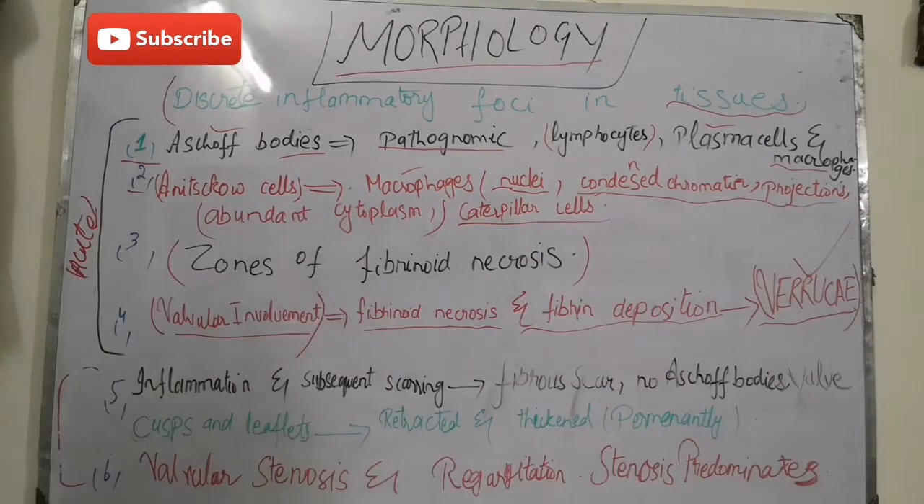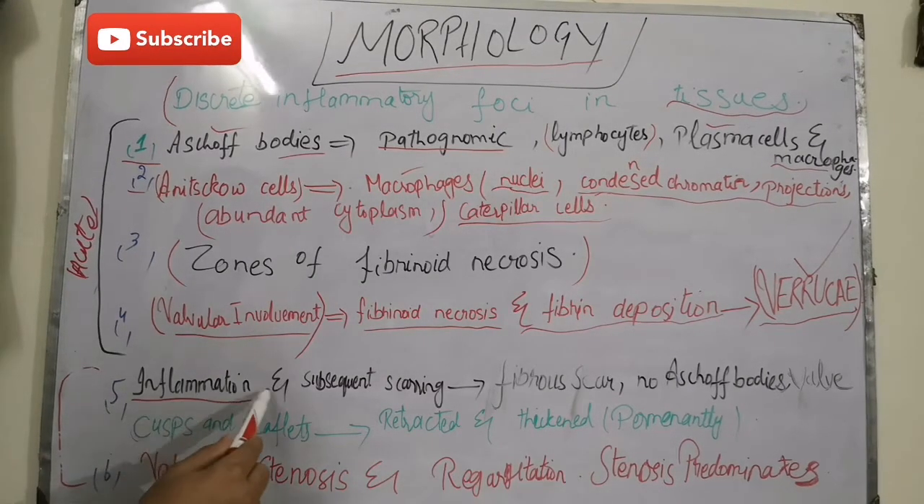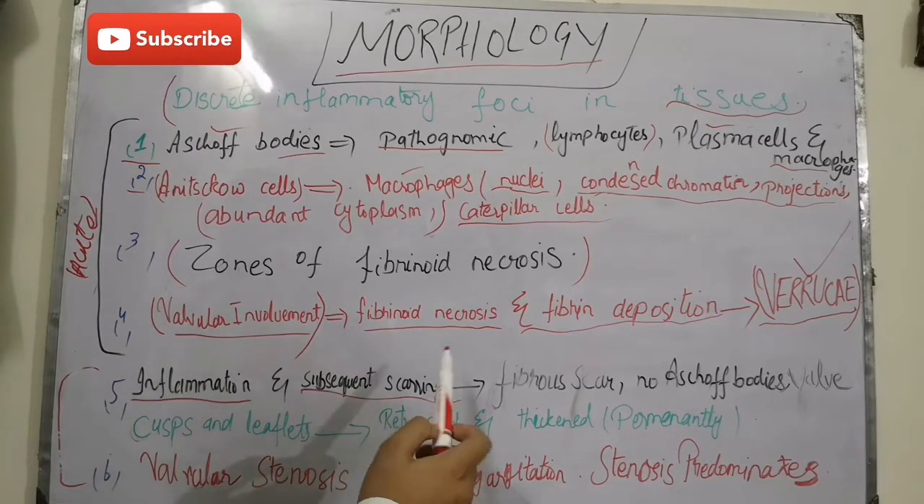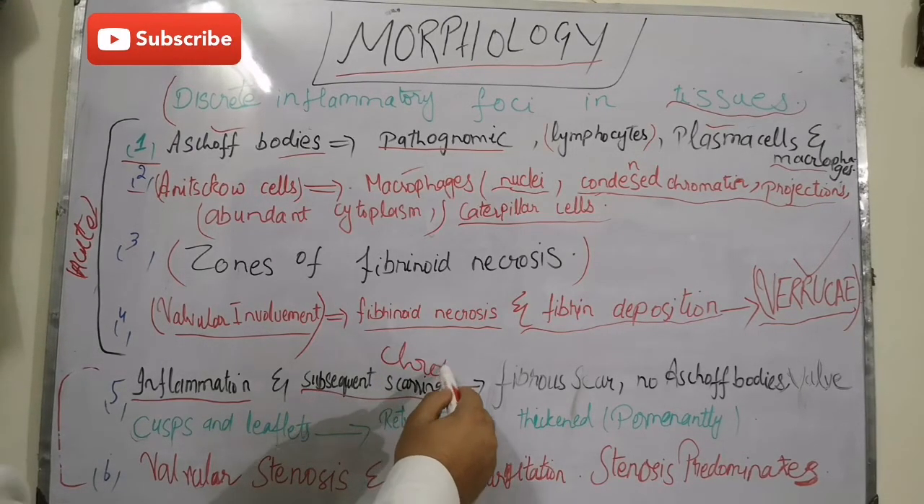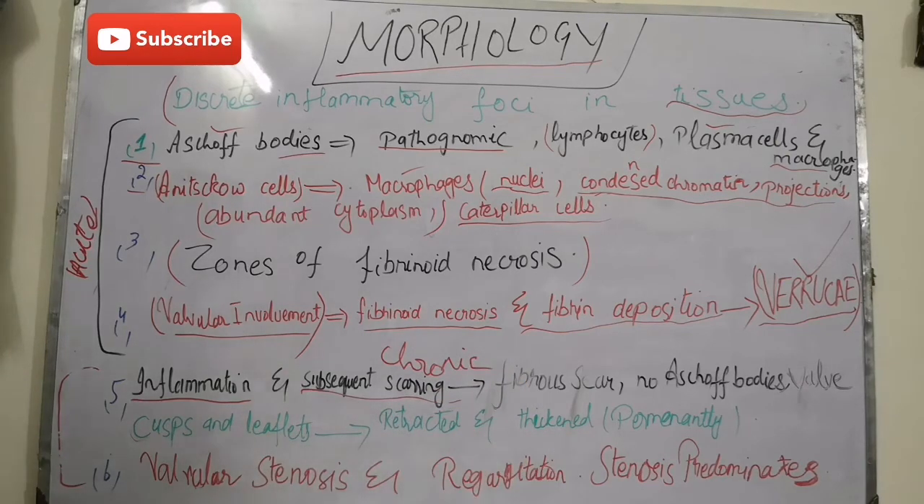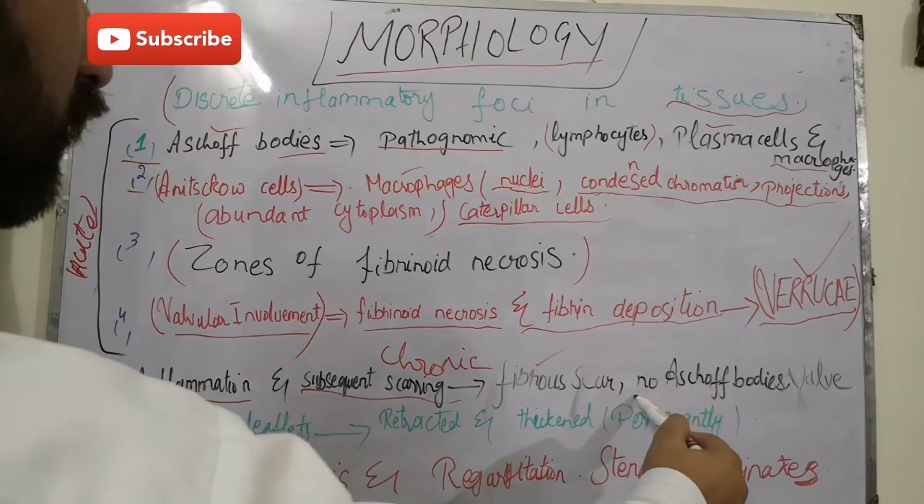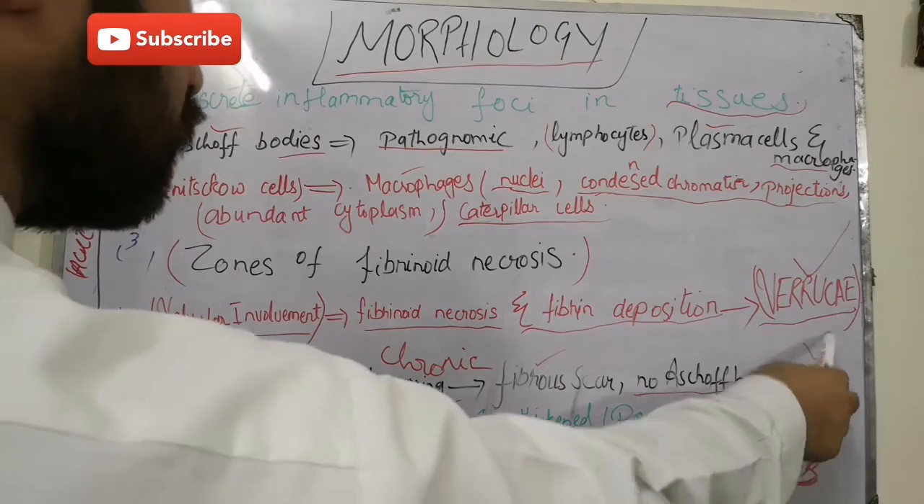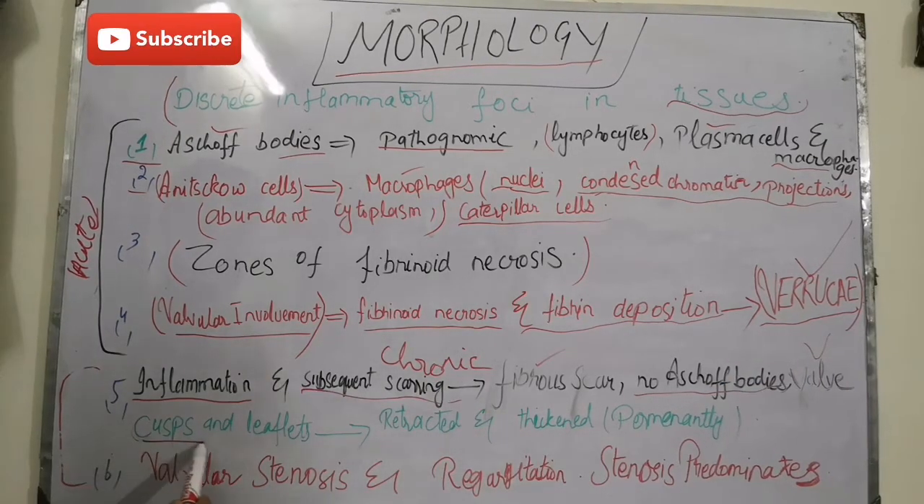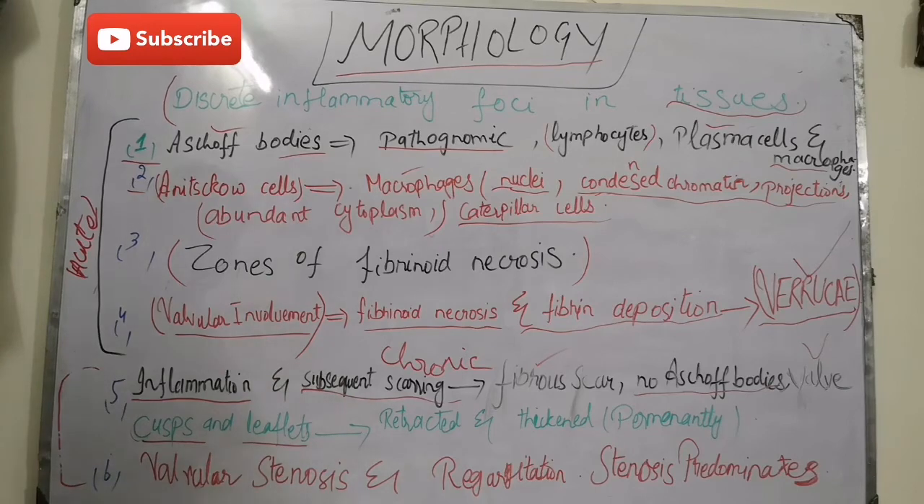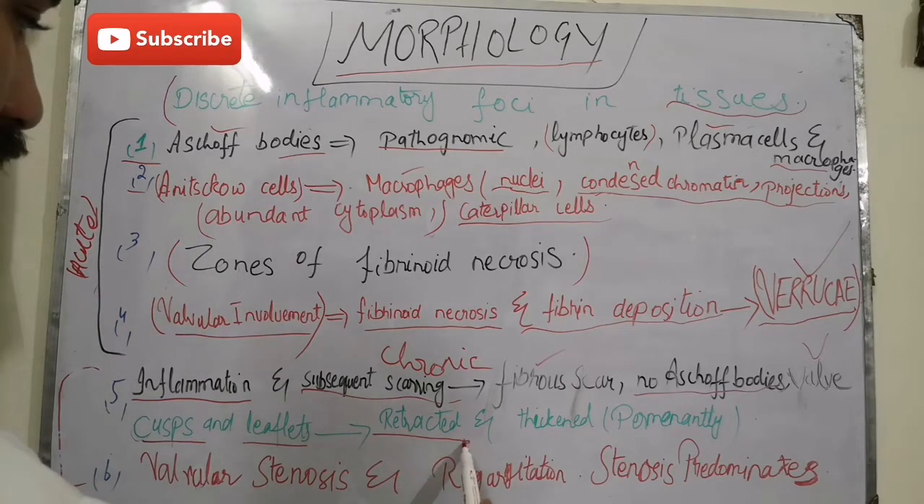The fifth feature is characteristic of chronic rheumatic fever. Inflammation and subsequent scarring is seen, and it leads to the formation of a fibrous scar, and Aschoff bodies are not seen in chronic rheumatic fever. When the valve cusps and leaflets are involved, retraction and thickening of the valve cusps occurs, and it is permanent.